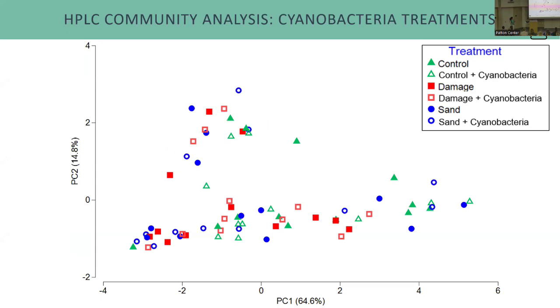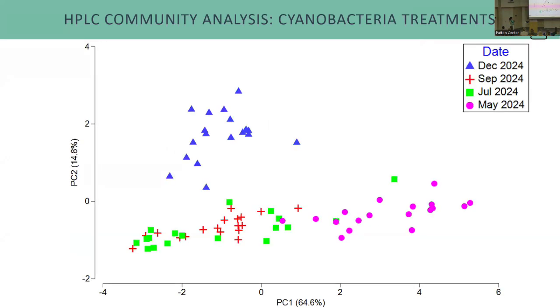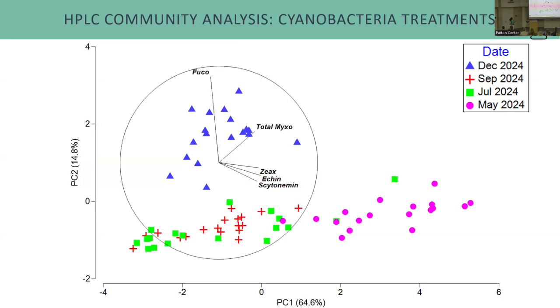However, when we take this same plot and recolor the points based off the sampling date, we begin to see some interesting clusters emerge, especially along PC1, which explains 64% of the variation in our data. We begin to see this almost seasonal gradient occurring along this axis, which could potentially be explained by these vectors.